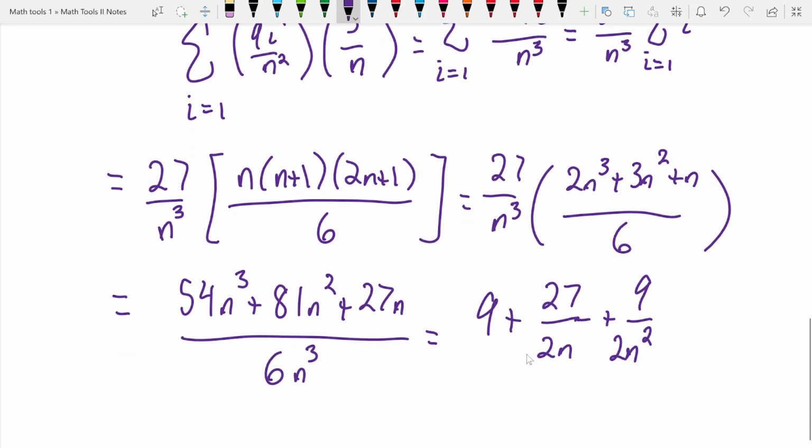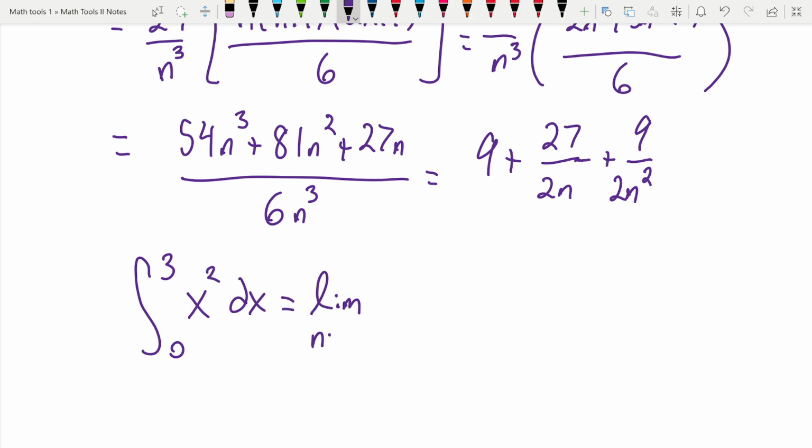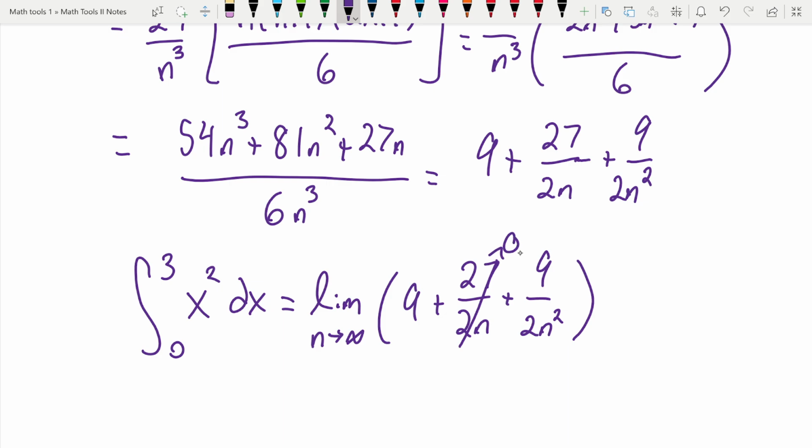Okay, so this is the expression for the summation. This is the general expression for the right endpoint approximation for a general n. You should be able to plug in 3 or 6, for example, and get the answers that we got in those last few videos. So now the definite integral from 0 to 3 of x squared dx is going to be equal to the limit as n goes to infinity of 9 plus 27 over 2n plus 9 over 2n squared. These two terms go to 0, so this is just going to be 9.